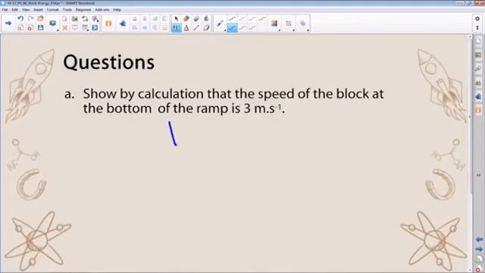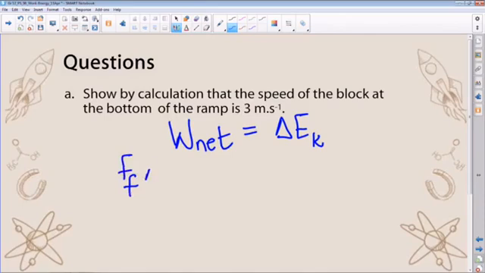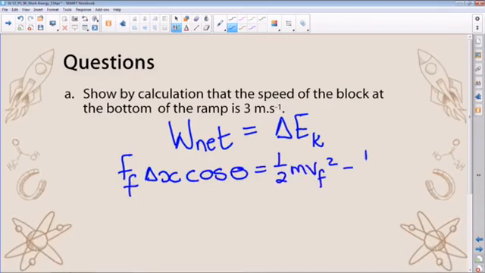So I can use the fact that W net equals change in kinetic energy. Now, for the W net, the only force acting on my object is friction. So I'm going to use friction, delta x, cos theta. And I'm going to go straight into the equation for kinetic energy. So it's final kinetic energy, which means I use the final velocity minus the initial velocity. Okay?